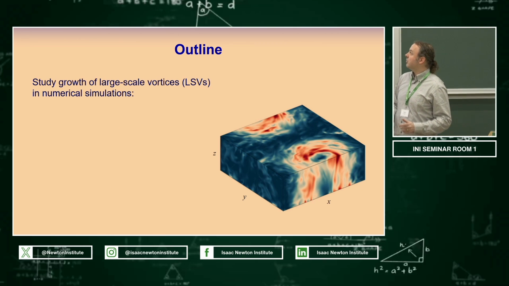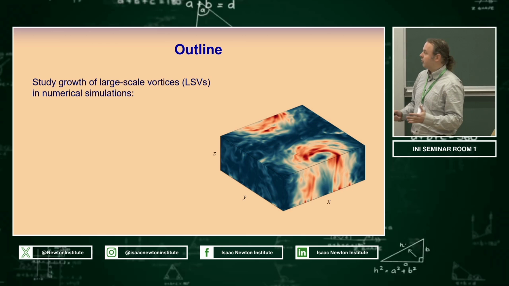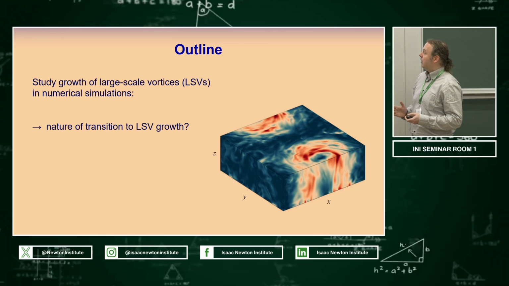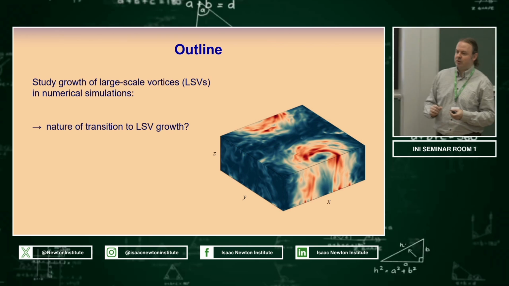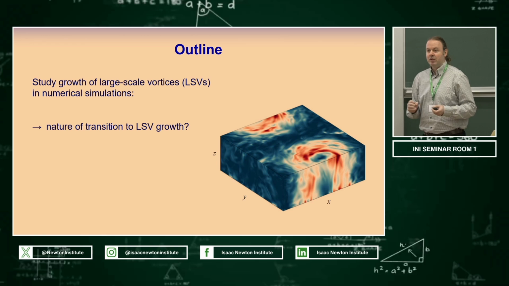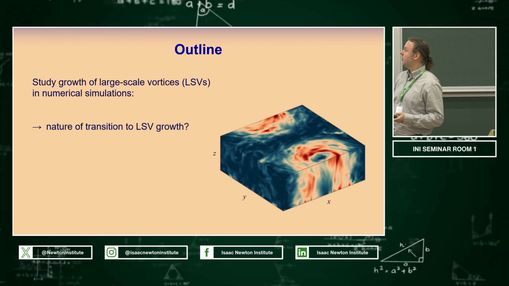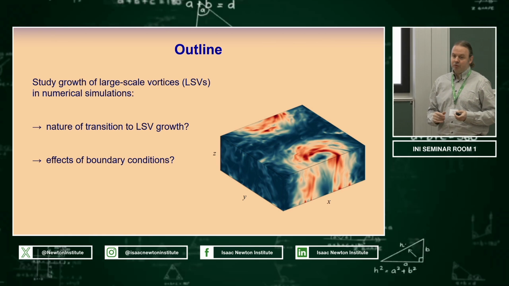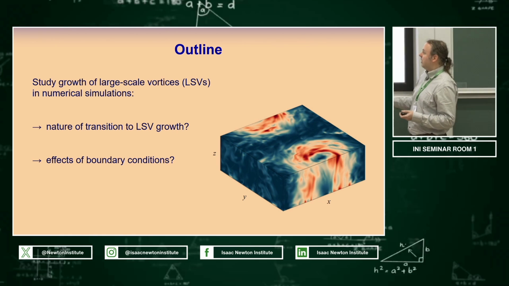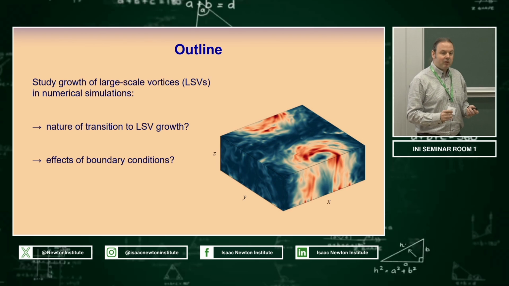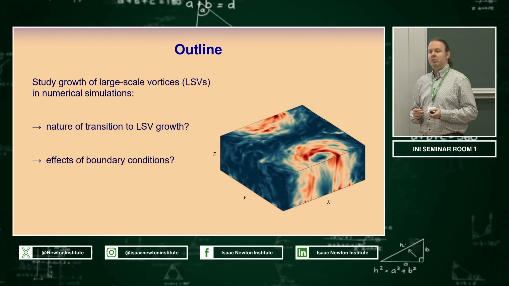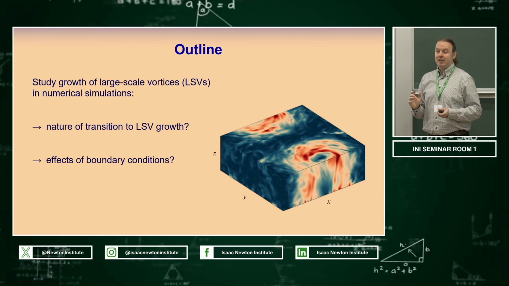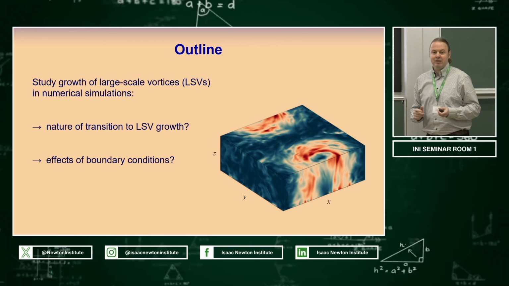With all this in place, I'm going to study the growth of these large-scale vortices in numerical simulations of rotating convection. I will be paying close attention to the nature of the transition towards this large-scale vortex growth. We will see that it's not present in all regions of the parameter space, but only a specific region. I'm going to furthermore focus on the effects of boundary conditions, because in these numerical simulations we are free to choose any boundary conditions we want, but in experiments we are typically stuck with no-slip walls, and they're actually turning out to have a big influence there.